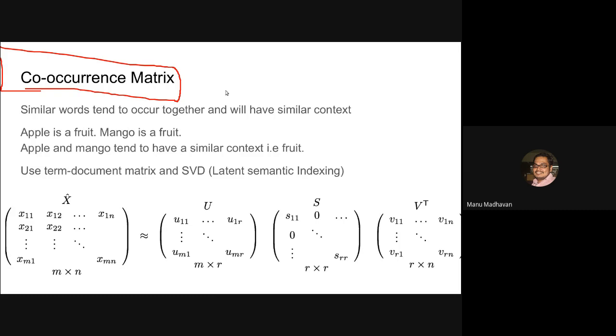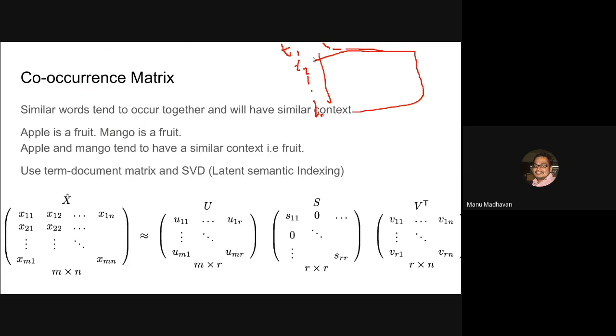For example, apple is a fruit, mango is a fruit. Apple and mango tend to have a similar context, that is fruit, because if we take apple and mango, they co-occur with fruit. So we can say apple and mango are similar. So a co-occurrence matrix can be prepared. It is a square matrix, with rows T1, T2 up to TN, because it is a term co-occurrence matrix, and columns also T1, T2, up to TN. So we'll get a matrix that says how many times T1 and T1 co-occur, T1 and T2 co-occur, T1 and T3 co-occur, T1 and T4 co-occur, like that. So every vector, either column or row, we can take as a term vector, a term representation.